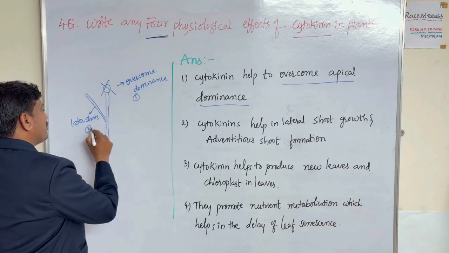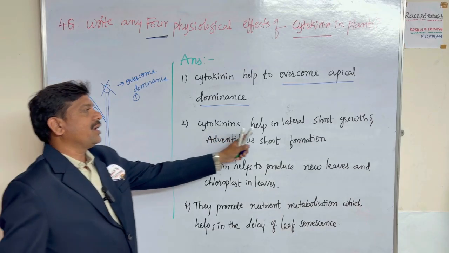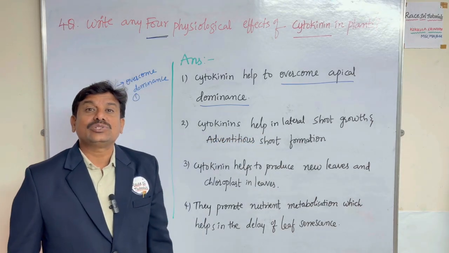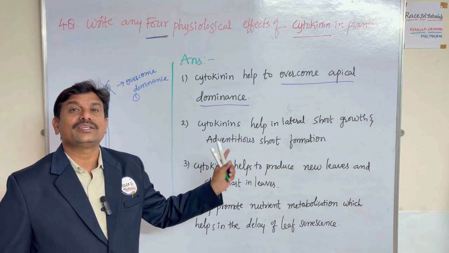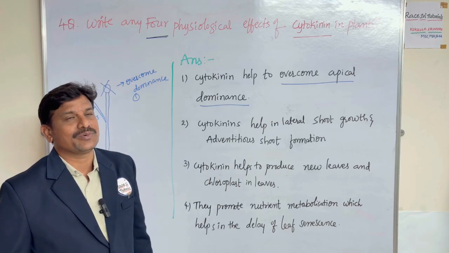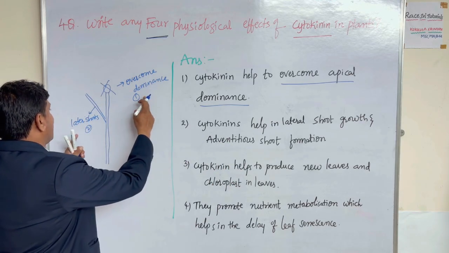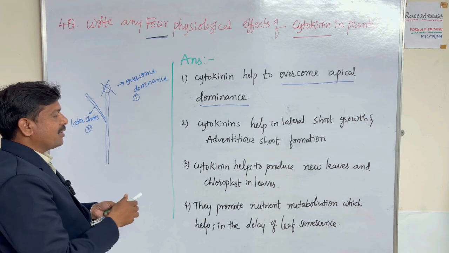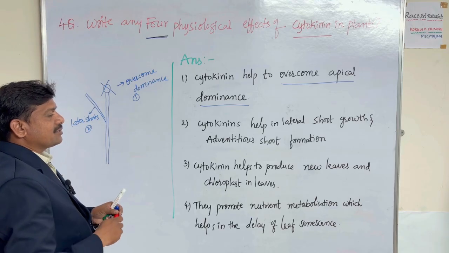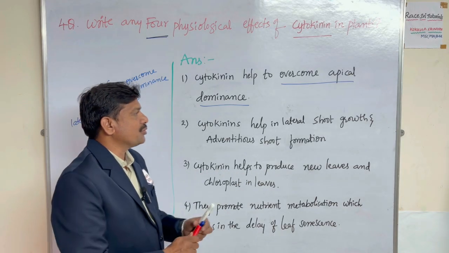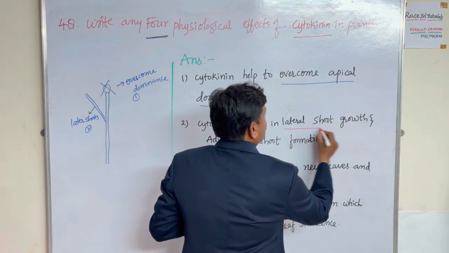The second point is similar: cytokinin helps in lateral shoot growth, the formation of adventitious shoots. This is the second point. So the first and second are completed. I think you're catching now, right?